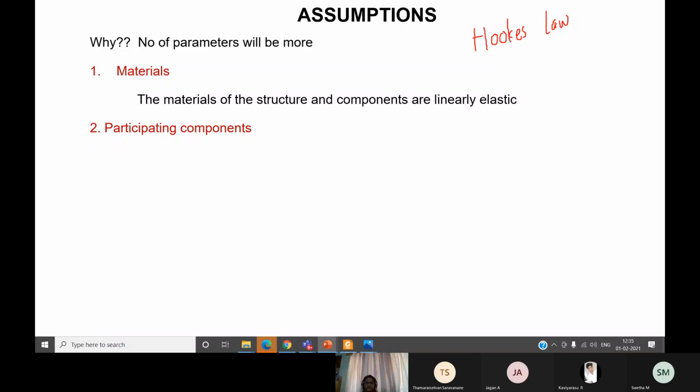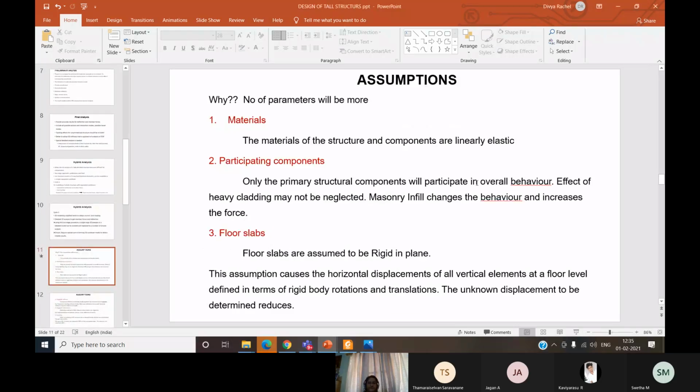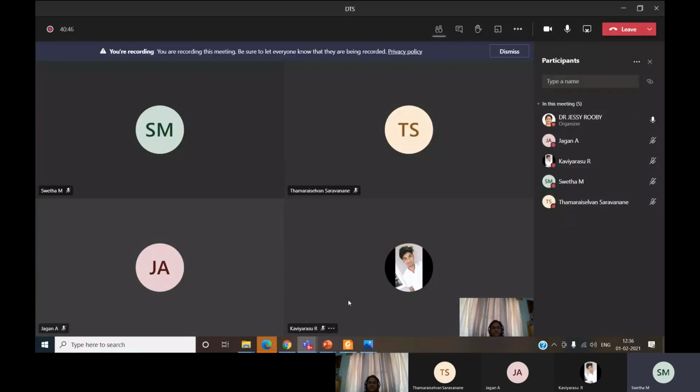You are all MTech students. Tell me. The stress and strain will be proportional. Stress is proportional to strain, isn't it? Then when I ask why, answer it. Stress is proportional to strain means what? The material behaves in a linear manner.